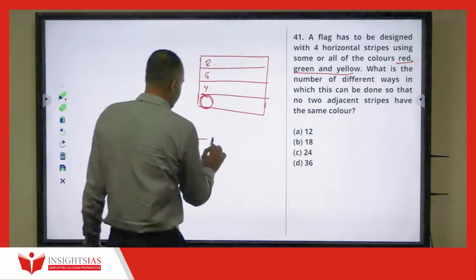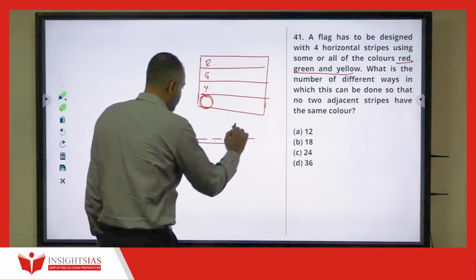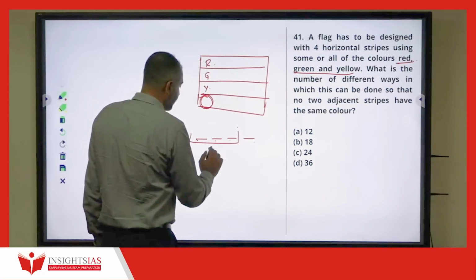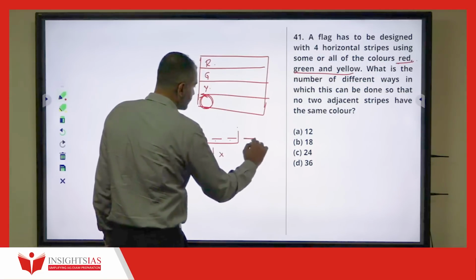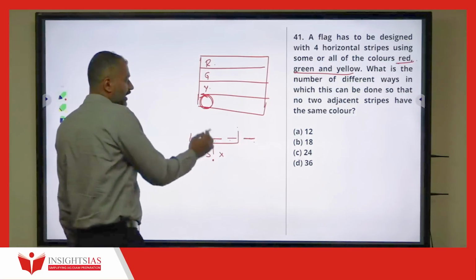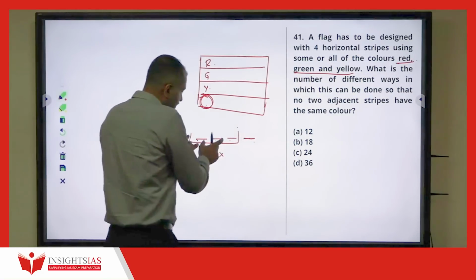Means you have 1, 2, 3, 4 positions. Let's say for these 3 positions, you have 3 colors. So how many different ways can you fill this one? 3 factorial ways. And for this one, you can fill either of the colors, right? Because this can change here. This can also come here.